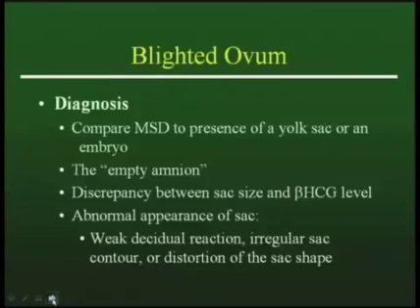So as I just said, you need to compare the mean sac diameter to the presence or absence of the yolk sac or an embryo. This is also where the empty amnion sign becomes important, because if you see a formed amnion and no embryonic pole, then that's the sign of arrested development of the pregnancy. Then you can also look for discrepancies between sac size and HCG level. And then there's an abnormal appearance of the sac, and these are some of those signs that are somewhat more difficult to apply: weak decidual reaction, irregular sac shape.